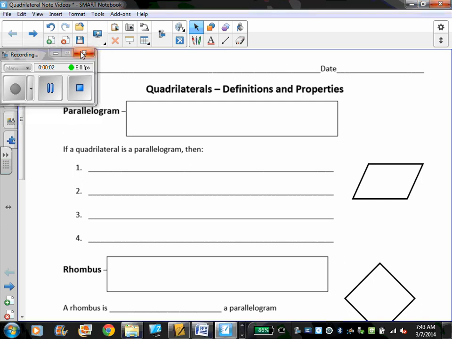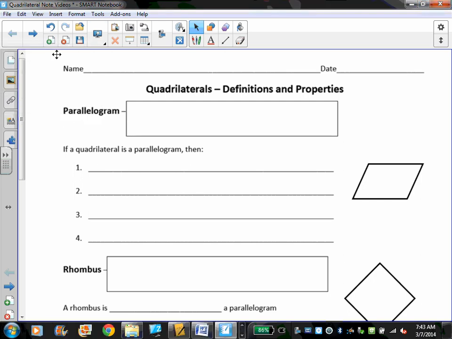Alright everybody, time for a video on parallelograms and rhombus notes. So this is where you'll go if you want to see what the properties are before trying out the examples, which there will be a separate video for.